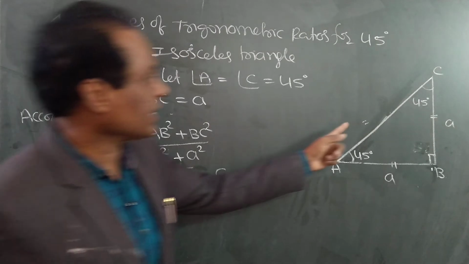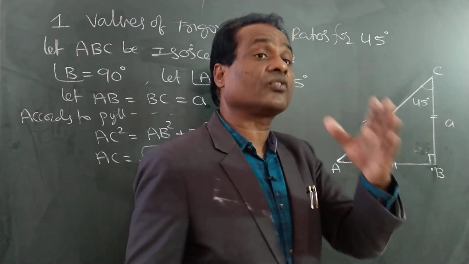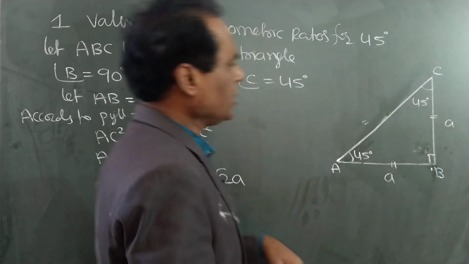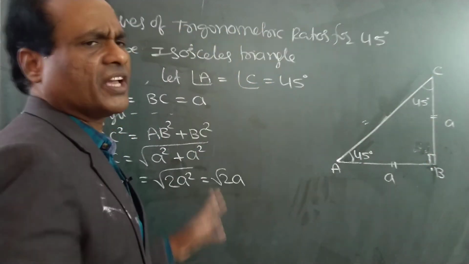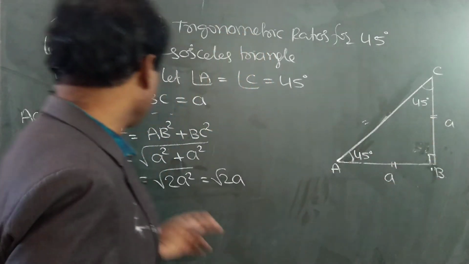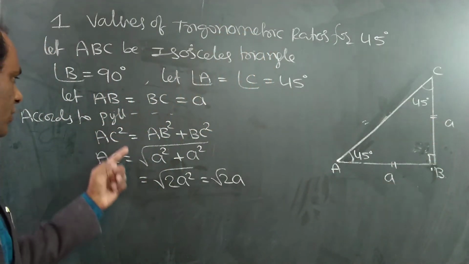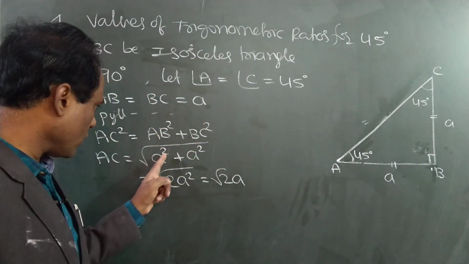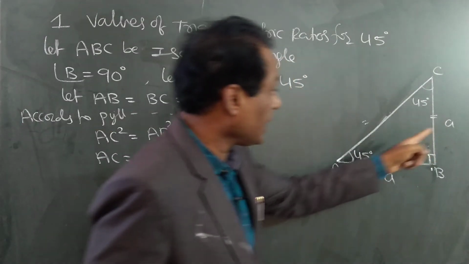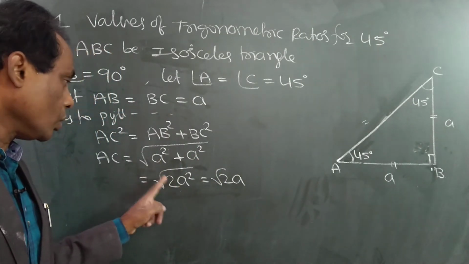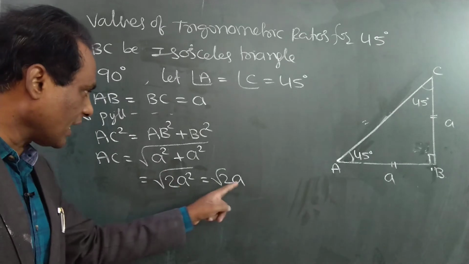See, AC square is equal to AB square plus BC square, the Pythagoras theorem formula. That you should know perfectly, in any order we can write. Any side, any order. In every problem we are using that Pythagoras theorem. AC square is equal to AB square plus BC square. AC we don't know, so removing the square, the right side will get root. AB is A, BC is A, that is A square plus A square, 2A square. Root 2 is root 2 only. Square root cancels A.